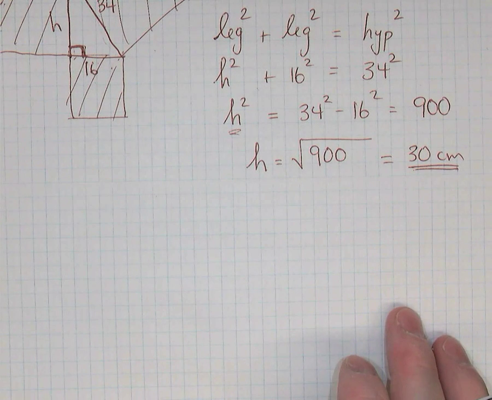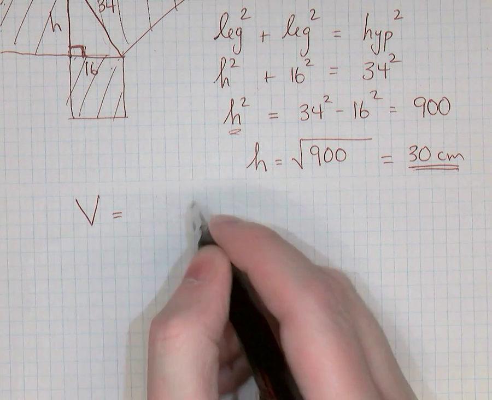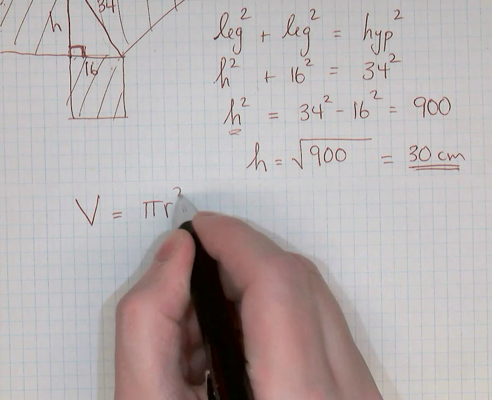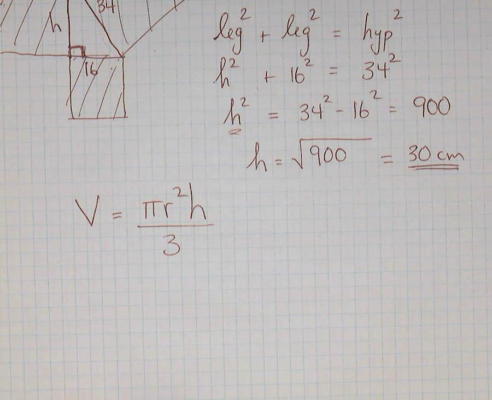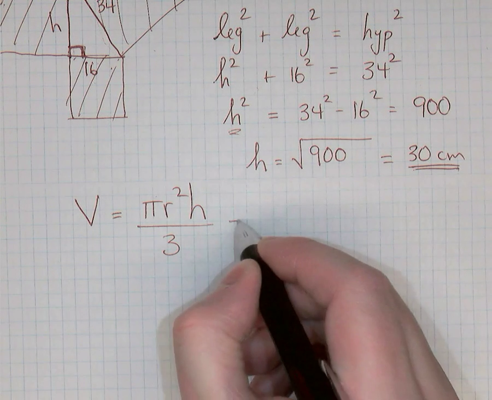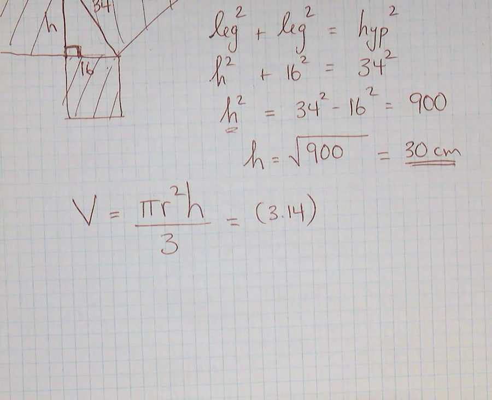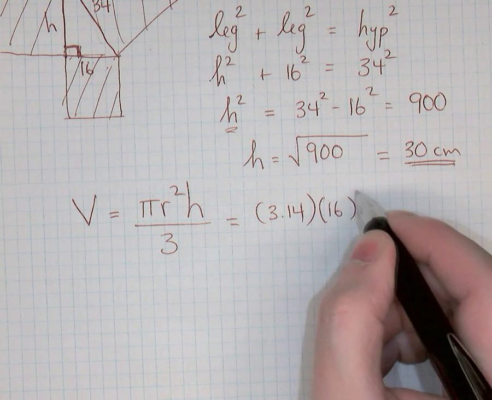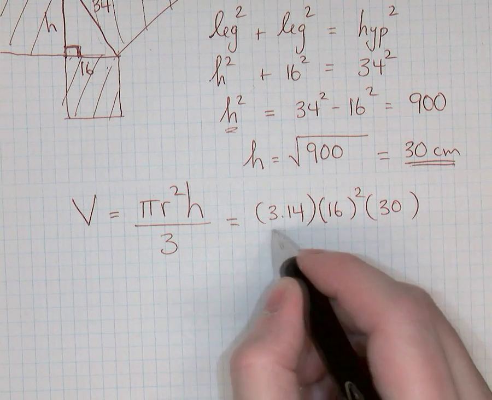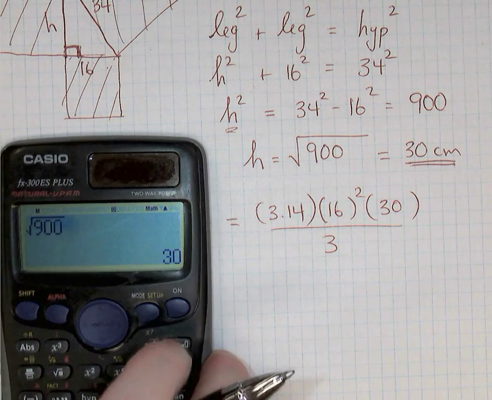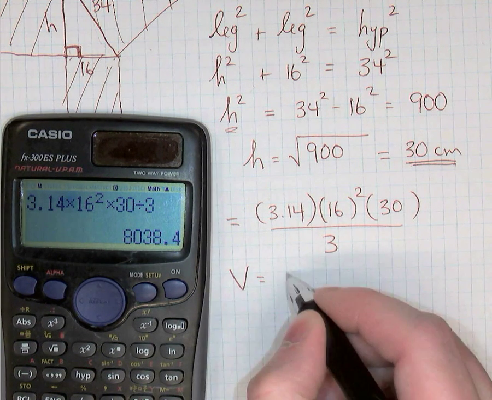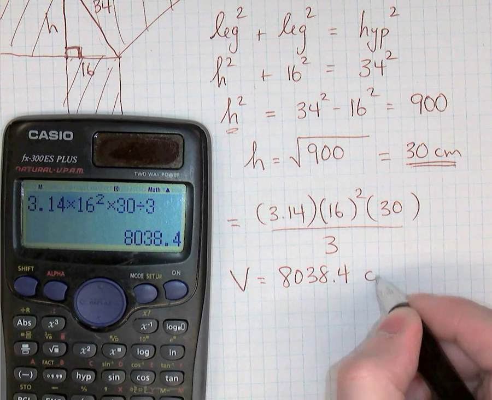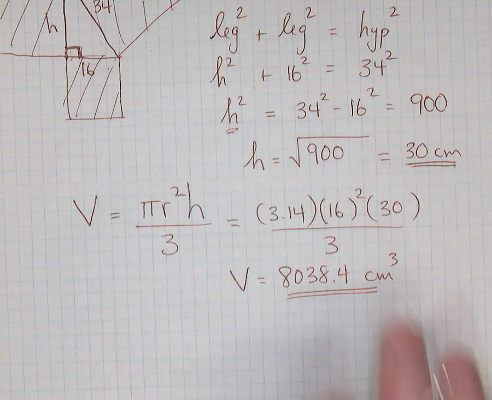Now we can do the second part of the problem, which is actually finding the volume of the cone. Volume is equal to the area of the base, the circle, pi r squared, times the height of the cone, which we now know, divided by 3. Now some people will say 1/3 times pi r squared h, and that's fine, equals pi 3.14 times the radius, which was 16 centimeters squared, times the height, 30 centimeters, divided by 3. Okay, grab a calculator and evaluate that. Pi times 16 squared times 30 divided by 3, and we get this large, ugly number. The volume is 8,038.4 cubic centimeters.